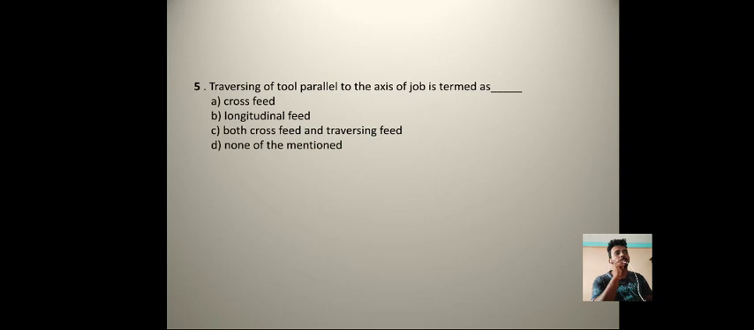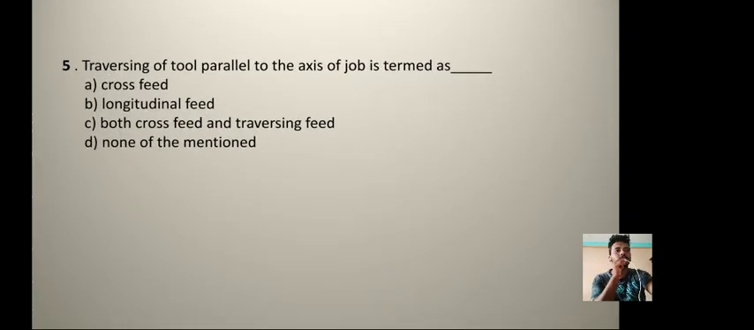Traverse of the tool parallel to the axis of the job is termed as: cross feed, longitudinal feed, both cross feed and transverse feed, none of the mentioned. Option B is longitudinal feed. Okay, these are the options.